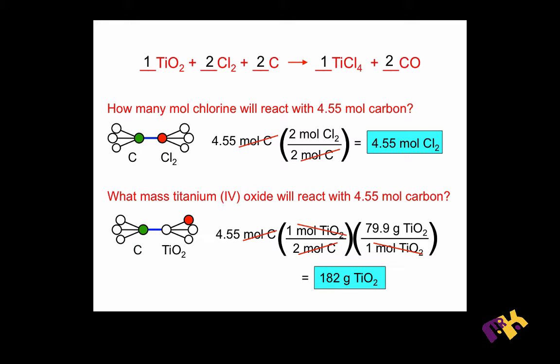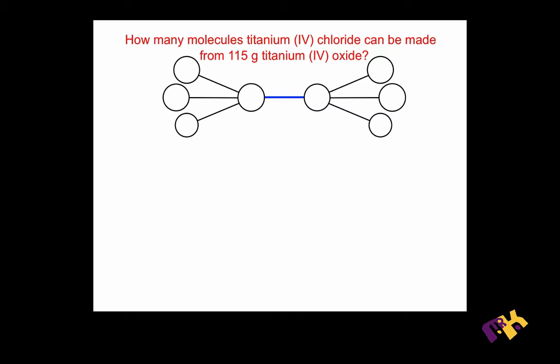Okay, we can move on to another question then, asking how many molecules of titanium 4 chloride can be made if we're given 115 grams of titanium 4 oxide. So we're going from a mass in grams to molecules of another component in the process. Right. So if we use our little stoichiometry island diagram, we're going from a mass in grams of titanium 4 oxide into a number of molecules of titanium 4 chloride.